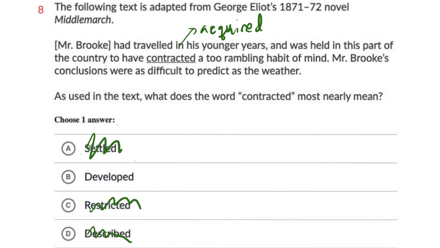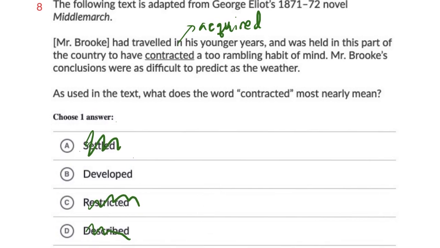But developed, acquired. Basically at one point he didn't have it, and at a later point in time he did. Or maybe he had a little habit, but he developed a big habit. Developed, acquired. Like learning, development, acquisition. Those are words that often go together in psychology.